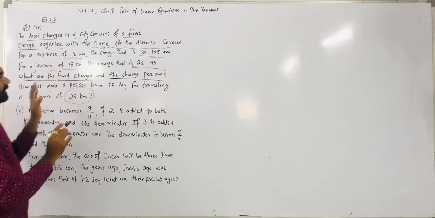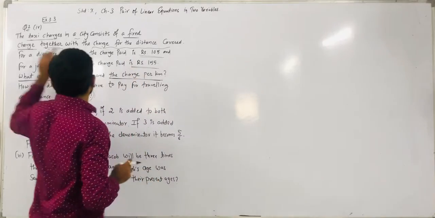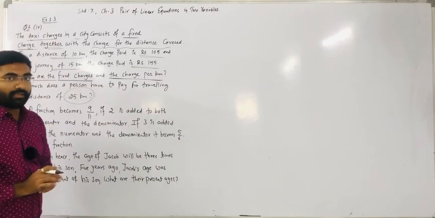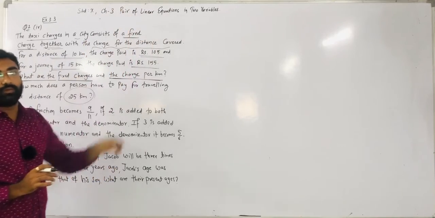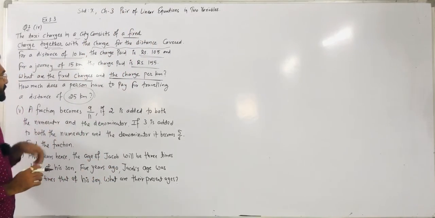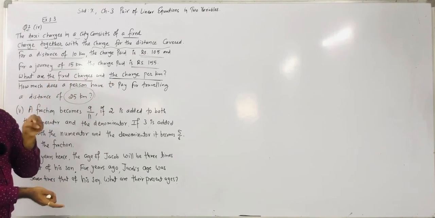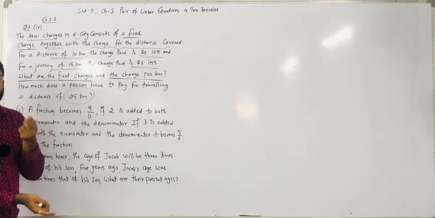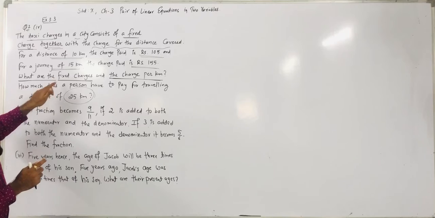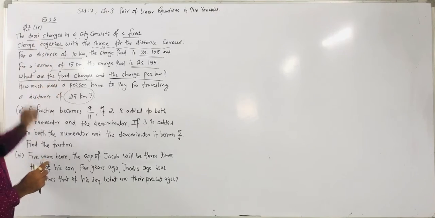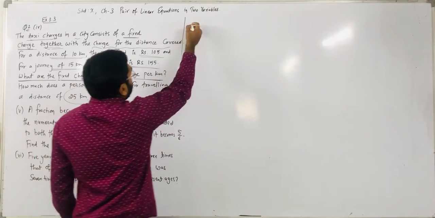First of all, in our previous period we defined the substitution method, which we have to use in exercise 3.3, and we already defined linear equation in two variables. Here we have to define a pair of linear equations in two variables. Two unknowns are there, so we have to take two variables. Let me take the fixed charge for the taxi as x rupees. So question number 4 we have to solve here.